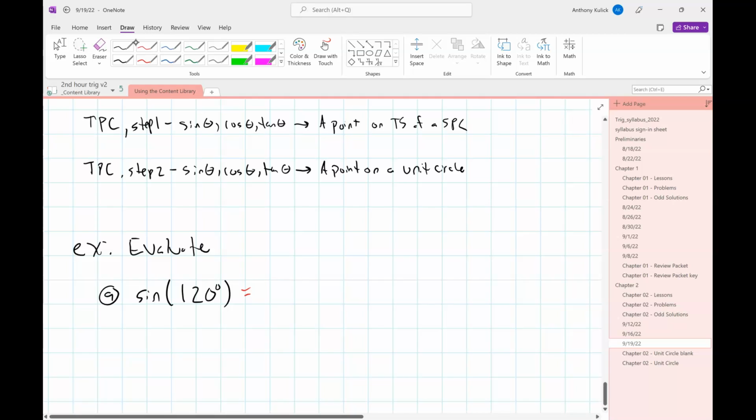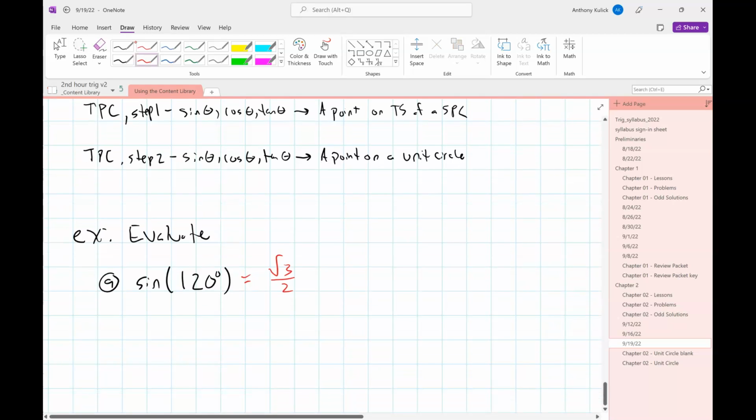Wait, what? You heard me. That's what I'm saying. Let's do another. Yes, if it wasn't an angle on the unit circle, we couldn't use the unit circle to do it yet.